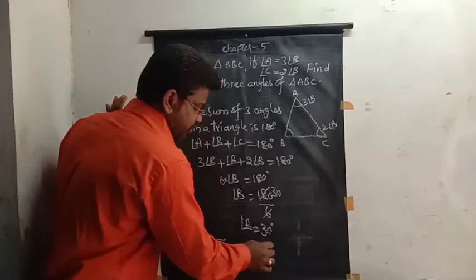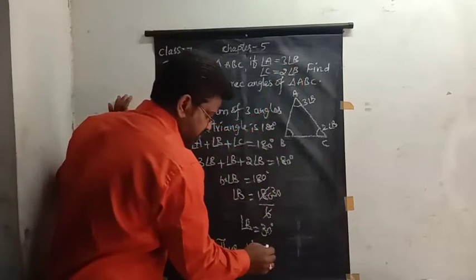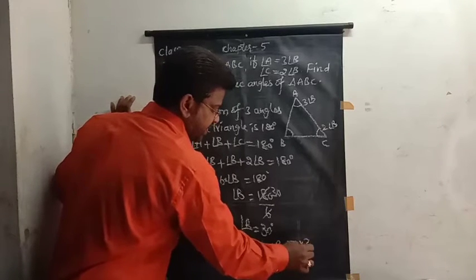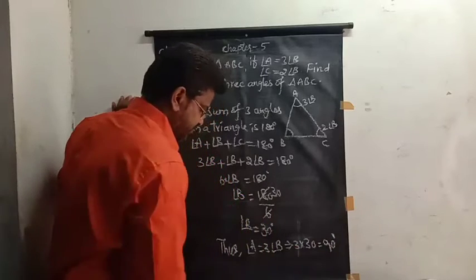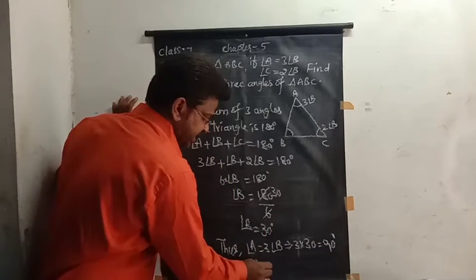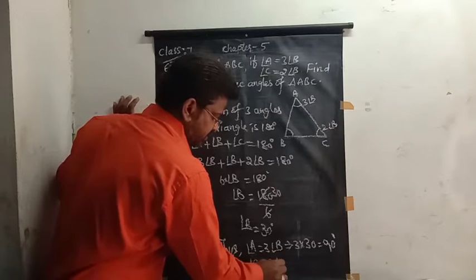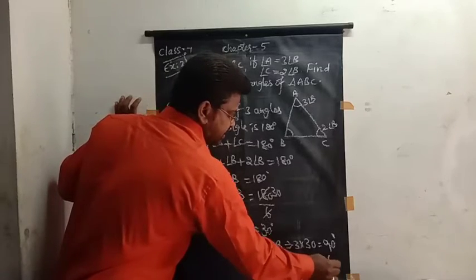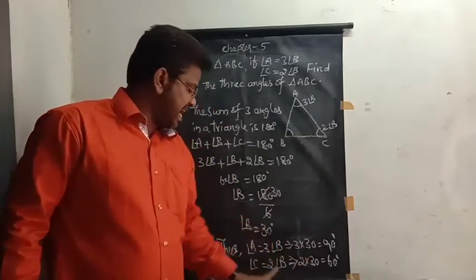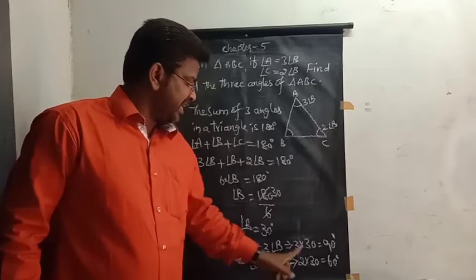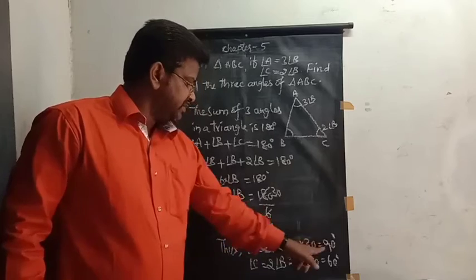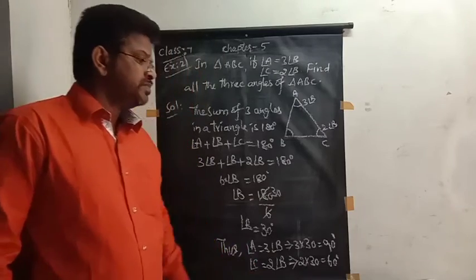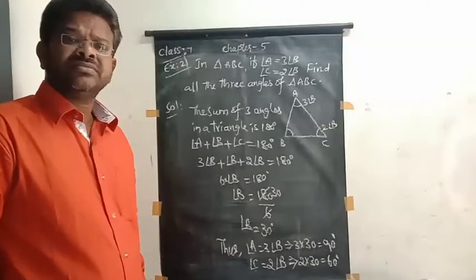Angle A is equal to 3 into angle B. 3 into 30 is equal to 90 degrees, that is angle A. And what about angle C? 2 into angle B, that is 2 into 30, equal to 60 degrees. You just add angle A, angle B and angle C. Angle A is 90, angle B is 30. 90 plus 30 is 120, plus angle C is 60, that is equal to 180. So the angle sum property is proved.